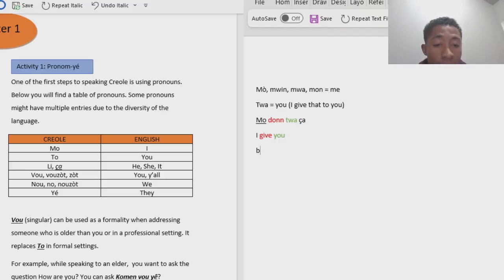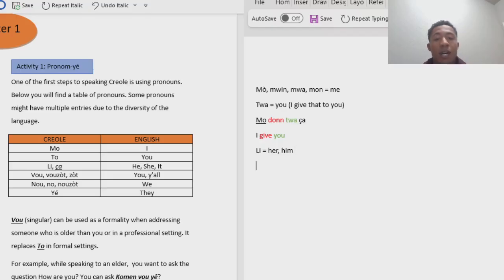Now, to give the indirect of he and she, which is him and her, you actually use the pronoun li again. So it makes Creole a little bit easier if you think about it. So her and him. And a lot of times you have to judge based off of context.